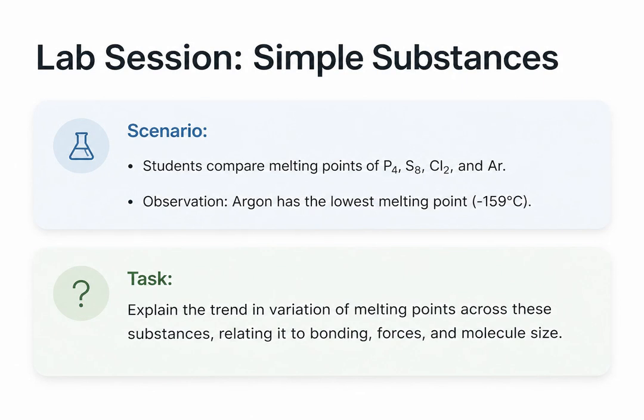In a similar laboratory scenario, students comparing the nonmetals would note that argon melts at a freezing negative 159 degrees Celsius. You could explain to them that because argon is monoatomic and perfectly spherical, the contact area between atoms is minimal. This results in the weakest possible van der Waals forces, making it a gas at room temperature, unlike the larger, heavier sulfur and phosphorus molecules.